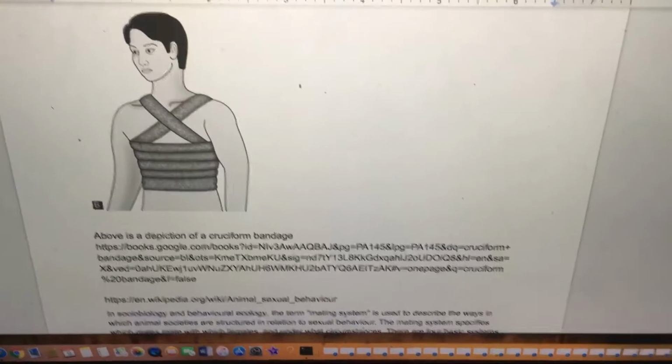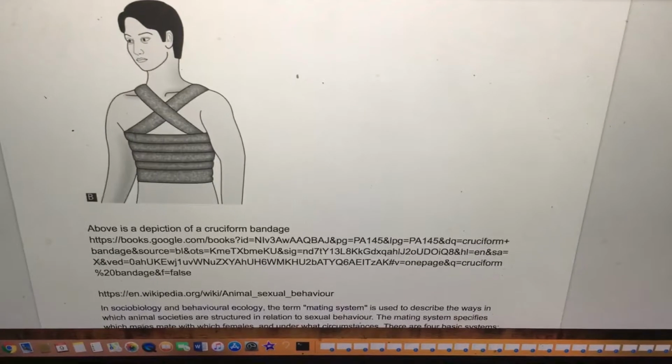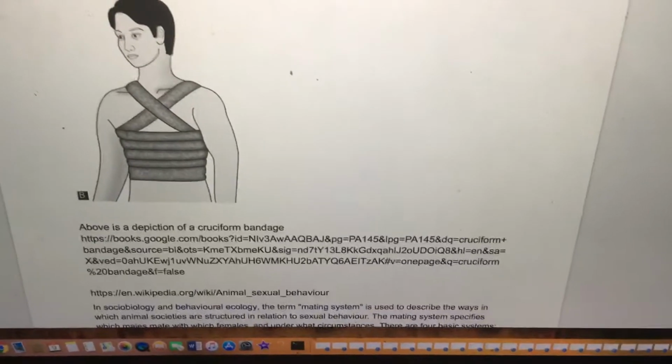This is lecture 14, biology. Above is a depiction of a cruciform bandage.